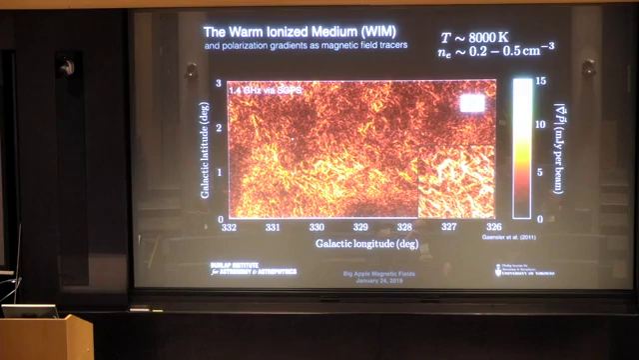Right. So there's a small inset on the bottom corner. This is just a zoomed in part of the entire map, and it's just to show you the detail of the structure and the polarization gradient.